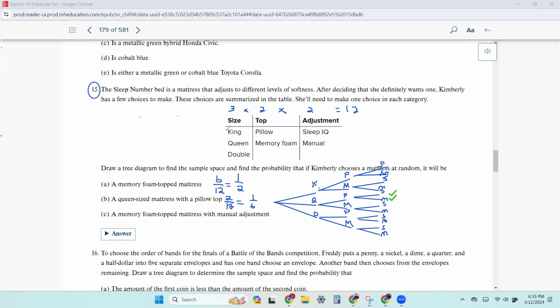See, and that 6 comes from the fact that it's 3 times 2, and the denominator is the 6. Next: a memory foam top mattress with manual adjustments.